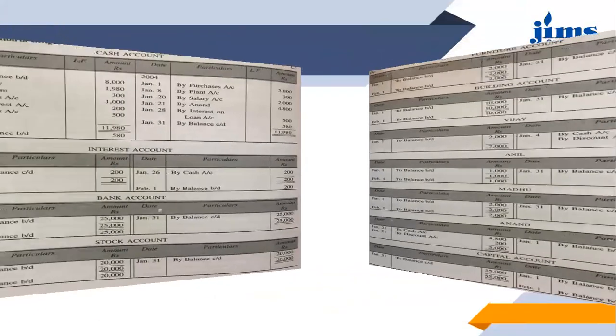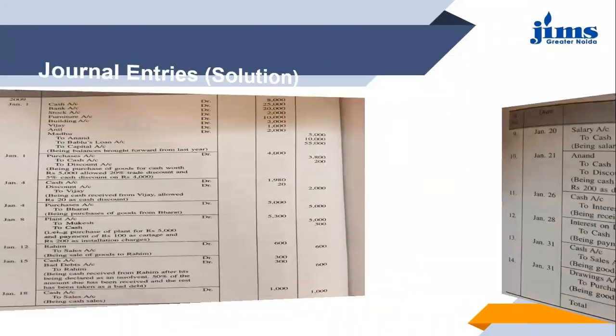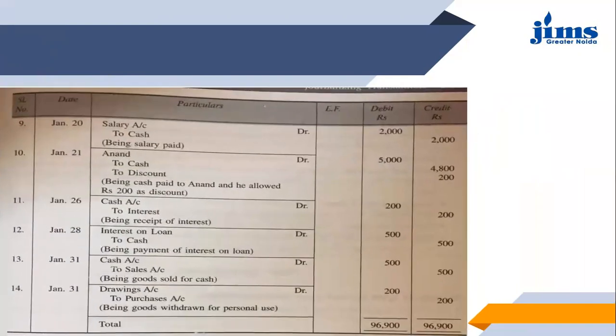Then we'll come to the next entry. Next journal entry here, we have done with the 4th January entry. Again, there is one more entry for 4th January, that is purchase account debited to Bharat account. So purchase account we already have, Bharat account we have to prepare.